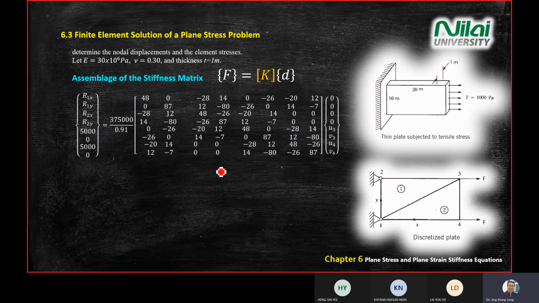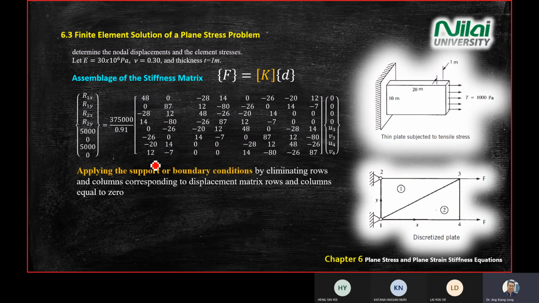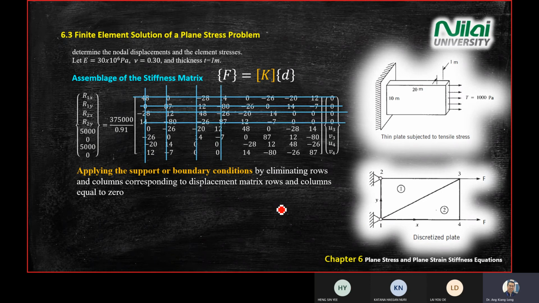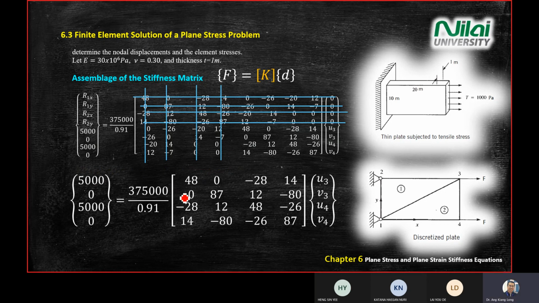You solve the matrix. You apply the boundary condition, which means you close if you have a constraint, not able to move. In this case, nodes 1 and 2 are not able to move. You close the matrix accordingly, like what you learned in chapter 3 and chapter 4. You close accordingly to the coordinate. You only arrive at a 4 times 4 matrix, so you have 4 equations, 4 unknowns.